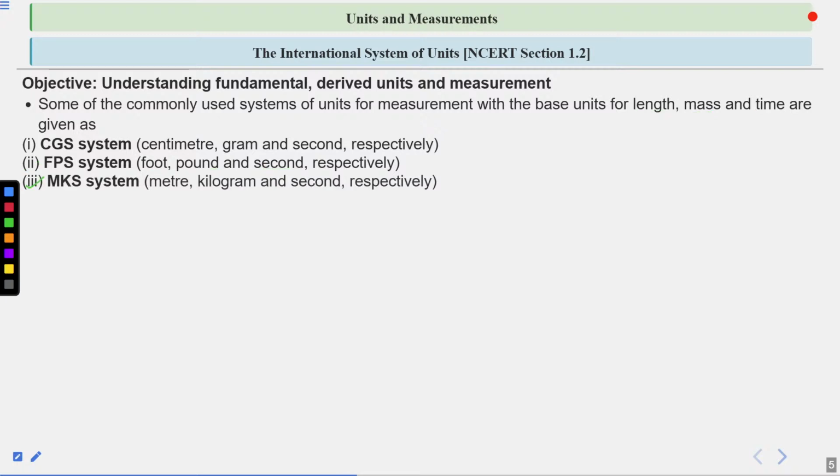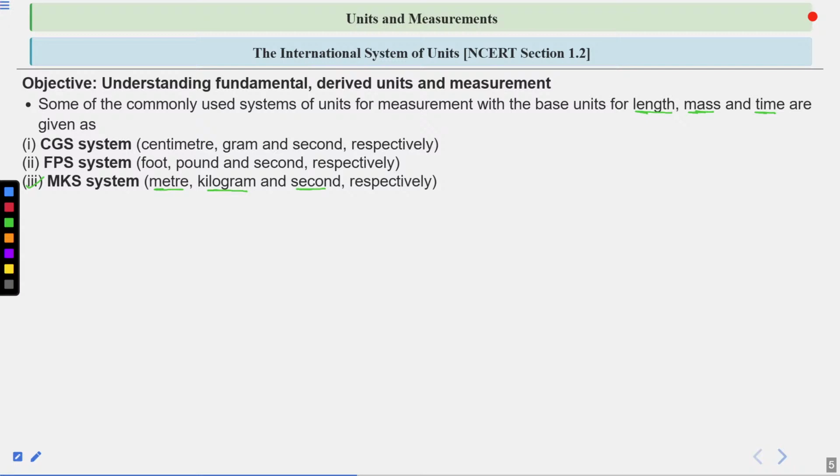Third is the MKS system. In the MKS system, length is measured in meter, mass is measured in kilogram, and time is measured in second respectively. So these are the types of systems.